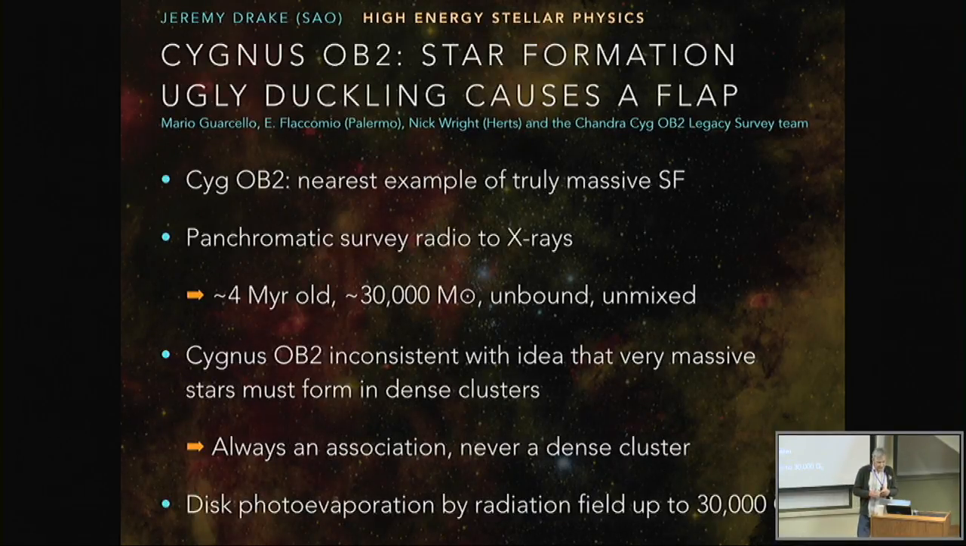It was never a dense cluster, and in addition to looking at the way the massive stars have been working, we can also look at protoplanetary disks. The radiation field of Cygnus OB2 approaches a maximum of about 30,000 times the local interstellar value. So a very vigorous environment.